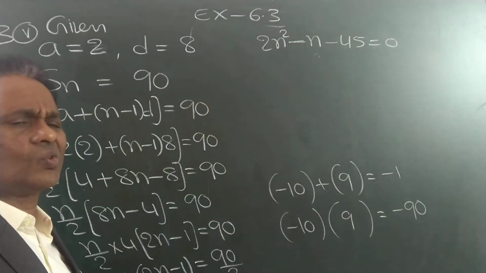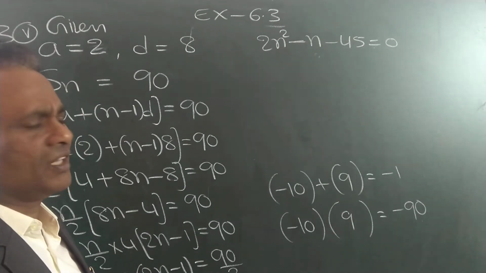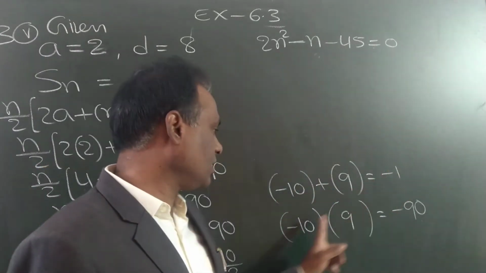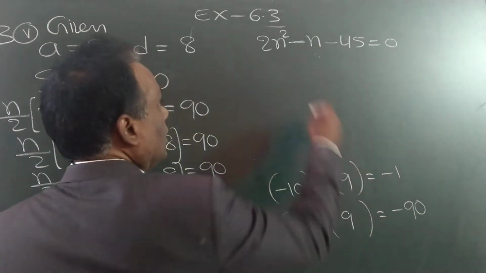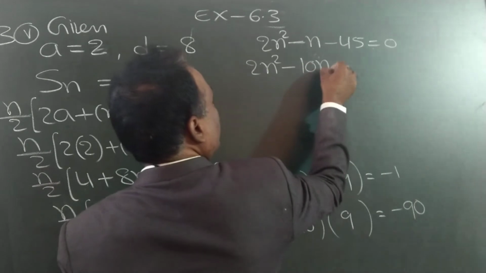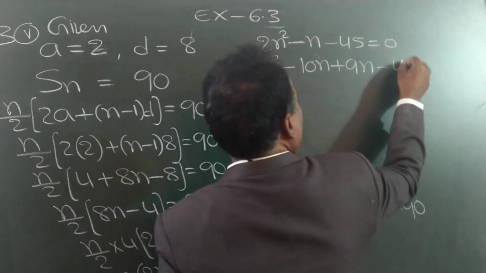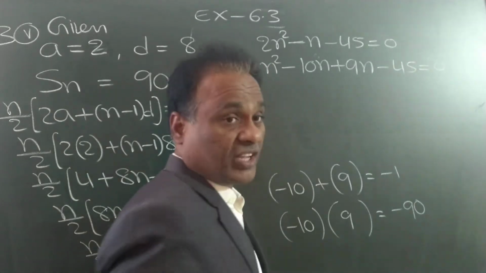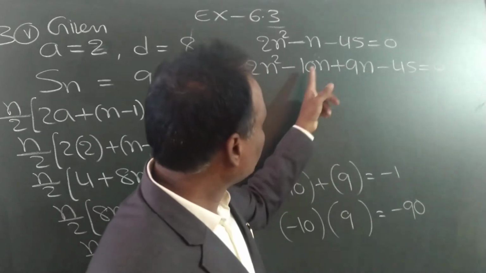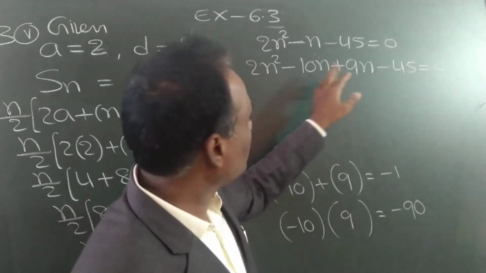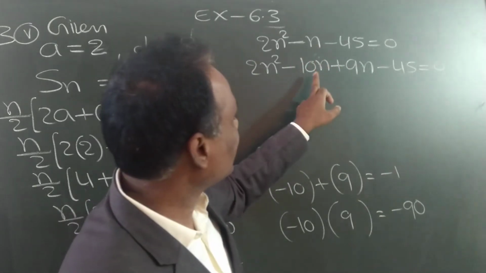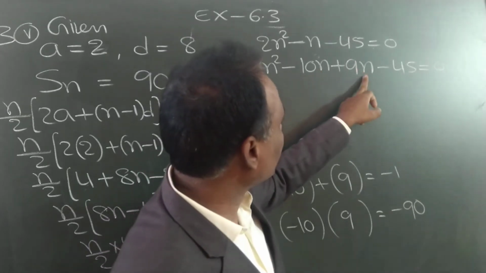That is the procedure. So many problems you did in lower classes, solving the quadratic equation. Minus 10 plus 9 is minus 1. 10 into 9 is 90. So 2n square minus 10n plus 9n minus 45. Students, to solve the quadratic equation, the first term you write the same, the last term also the same, and the middle one you write in the form of two terms. So minus 10n plus 9n. 10n minus 9n is 1n only.